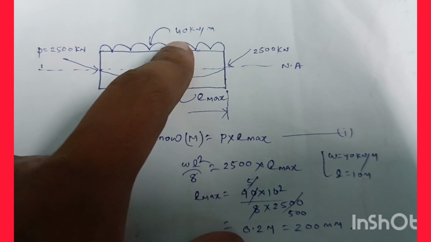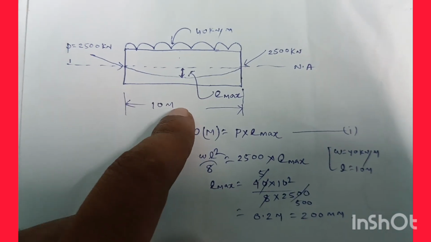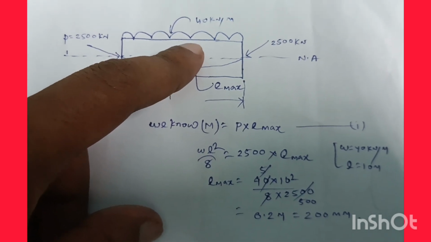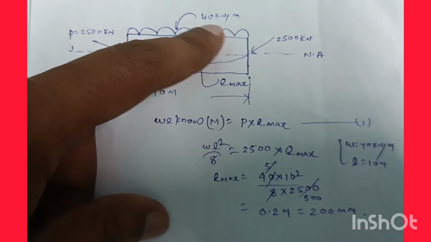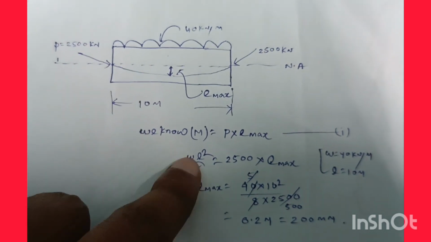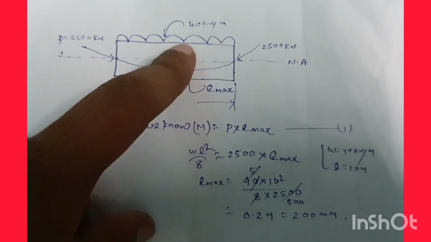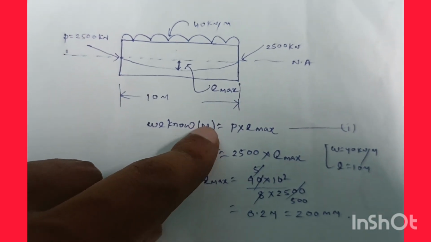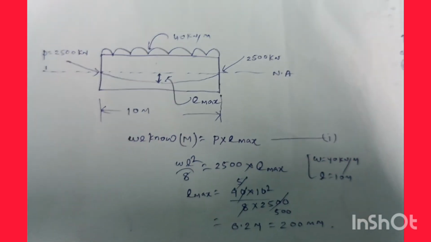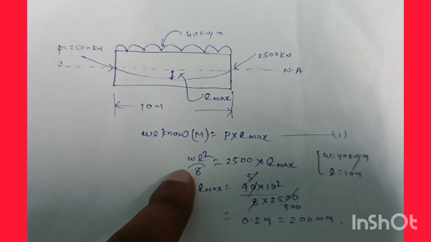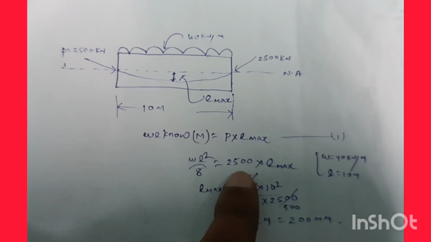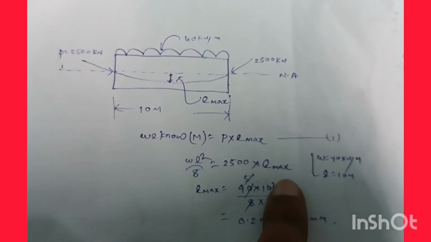The beam is loaded with 40 kN per meter UDL and having a span of 10 meter. Now see the bending moment under this load will be counteracted by the pre-stress force, or pre-stress moment. So the moment under the load M is equal to the moment under the pre-stress force, that is equal to P into Emax, that is equation number 1. Okay, so the moment under the loading will be WL square by 8 for this beam, which is equal to pre-stress force P, equal to 2500 kN, into Emax, which will have to be determined.